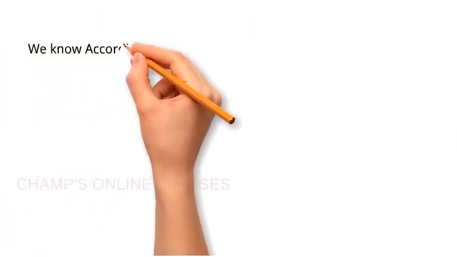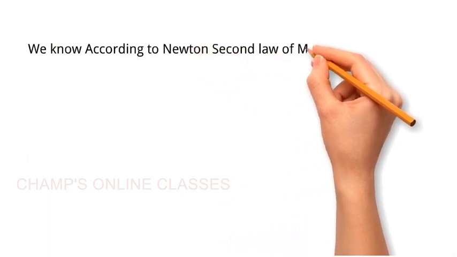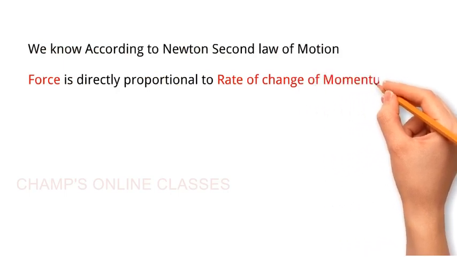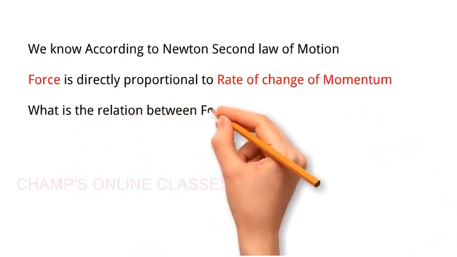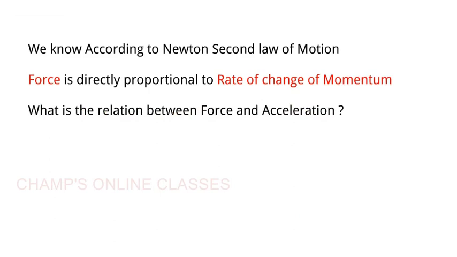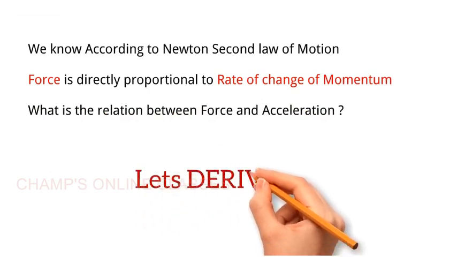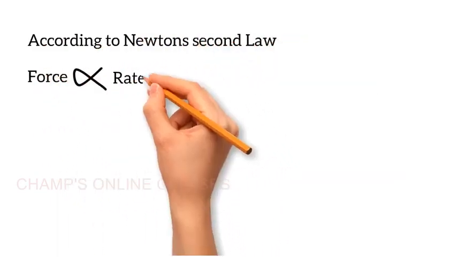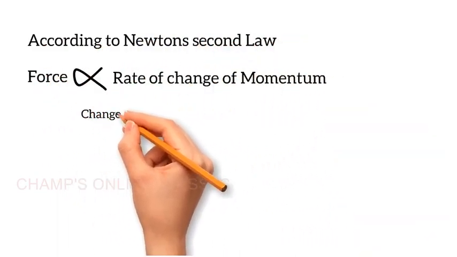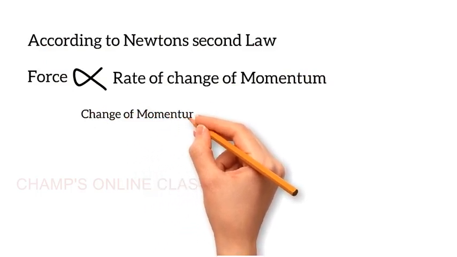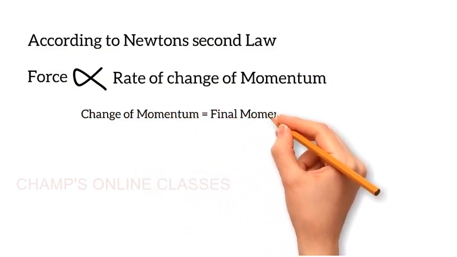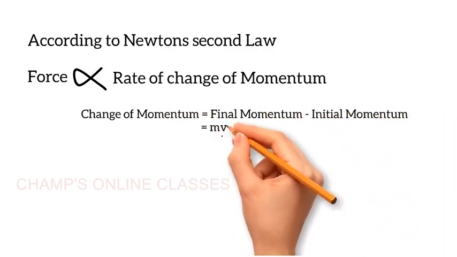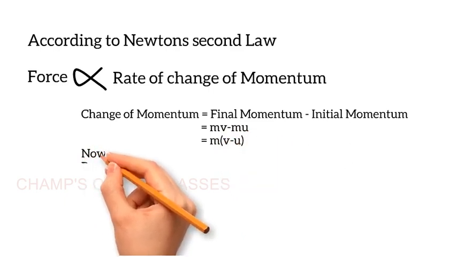We know, according to Newton's second law of motion, force is directly proportional to rate of change of momentum. Now, what is the relation between force and acceleration? Let's derive. According to Newton's second law, force is directly proportional to rate of change of momentum. Now, what is change of momentum? Final momentum minus initial momentum, that is mass into final velocity minus mass into initial velocity, taking m common.